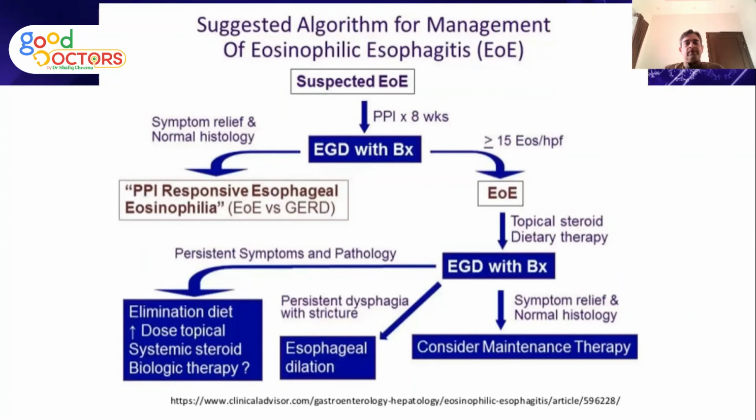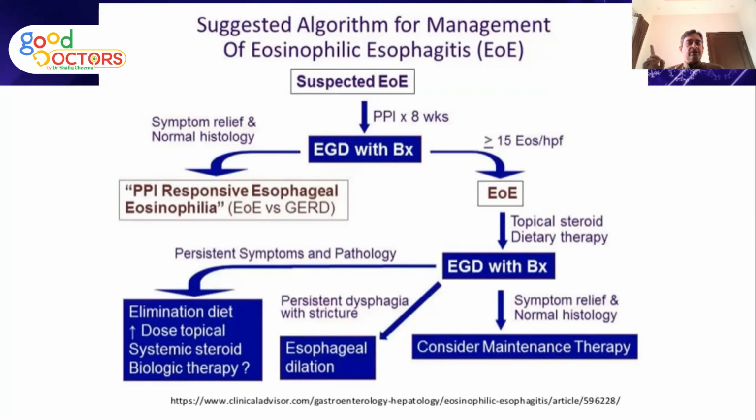So basically, this is in a nutshell how we are going to deal with these patients. Obviously, these patients present with retrosternal burning, dysphagia and all those symptoms which favor gastroesophageal reflux disease. So these patients are generally started on proton pump inhibitors. There is a certain percentage of patients who are going to improve with PPIs. They are basically PPI responsive eosinophilic esophagitis.